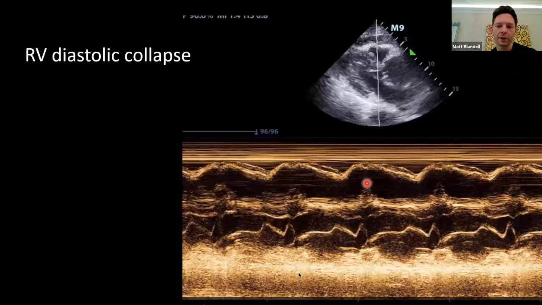You can use M-mode as well. So obviously, if someone's very, very tachycardic, it's sometimes very difficult to time it. You can pause and scroll back to see where the valves are opening. But you can use M-mode because it's much higher definition, with a high frame rate.